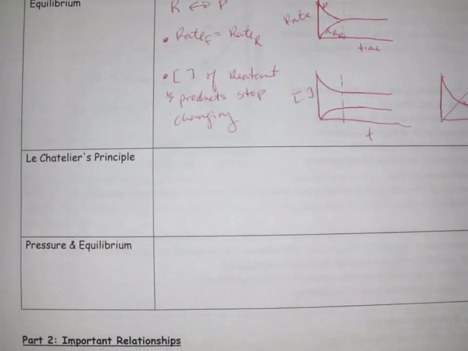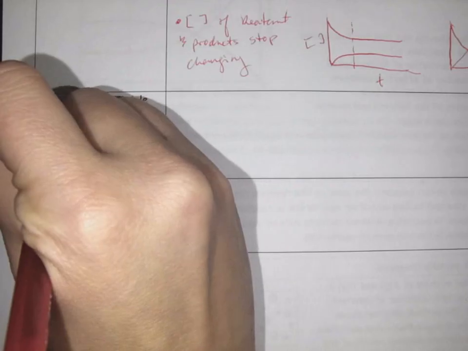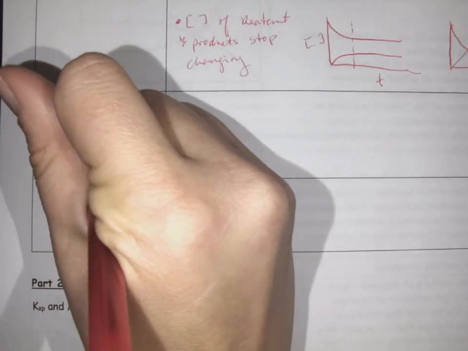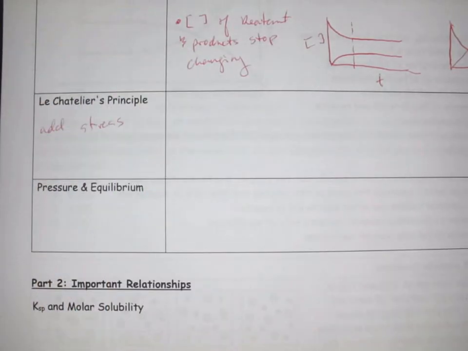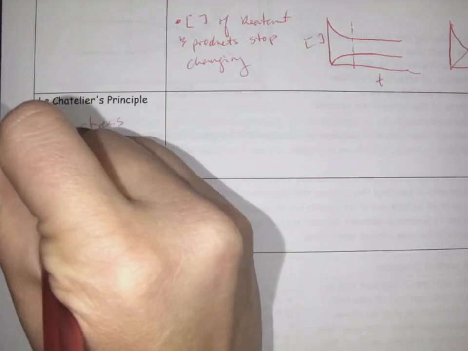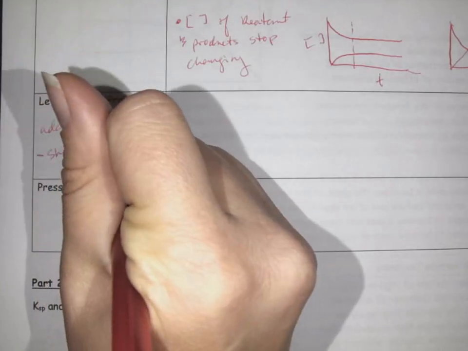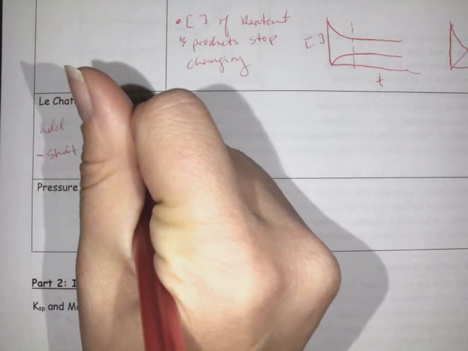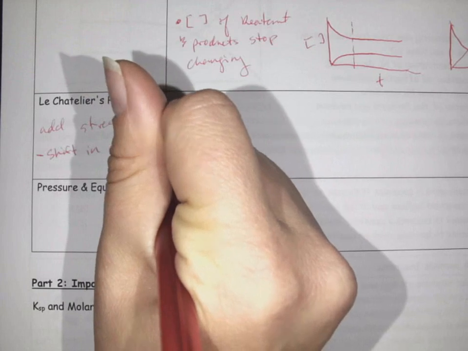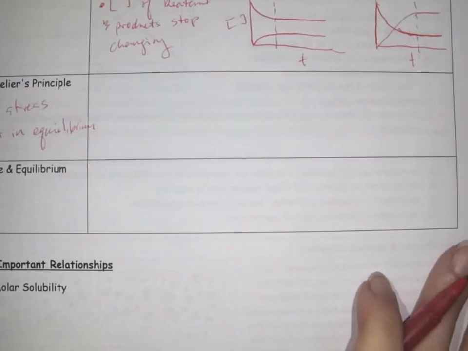Okay. Now, Le Chatelier's principle, this is when we add a stress and then the equilibrium will shift as a result of that stress. So we get this shift in equilibrium. Okay? Good. So when we add a stress, we see a shift in equilibrium because of that.